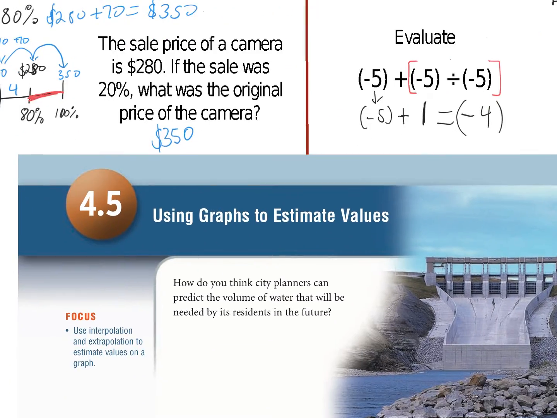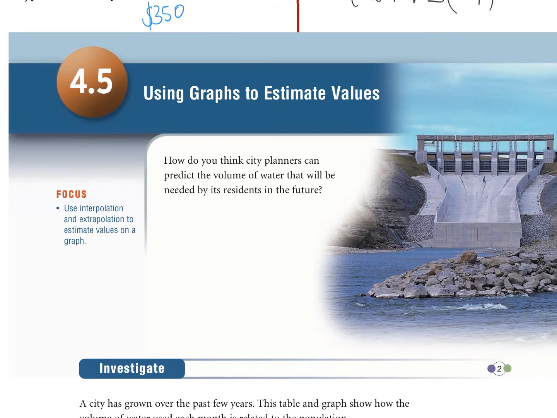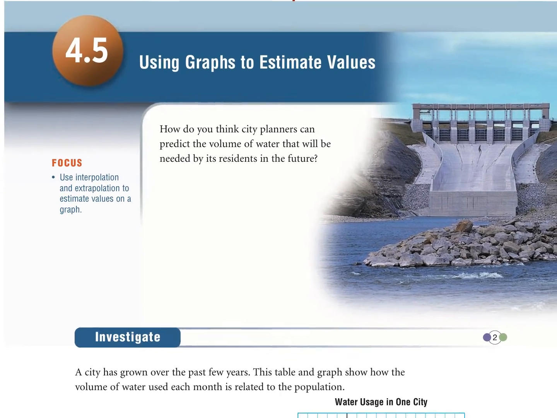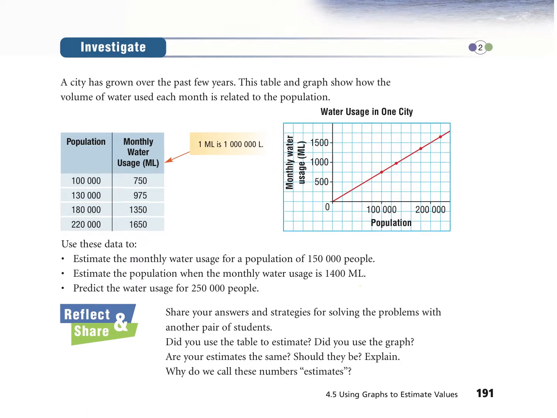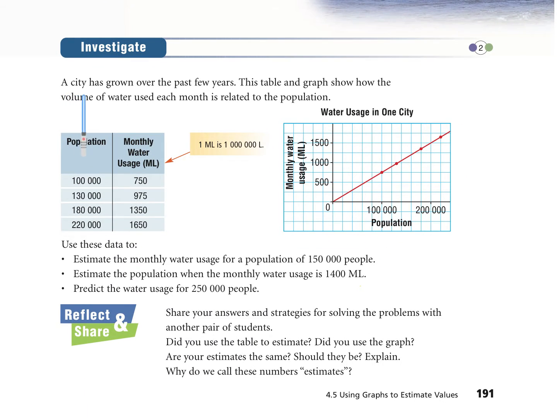Now moving on to using graphs to estimate values. So this is unit 4.5. This is the last section of unit 4. And we'll start with this here. It says a city has grown over the past few years. The table and graph shows how the volume of water used each month is related to the population.